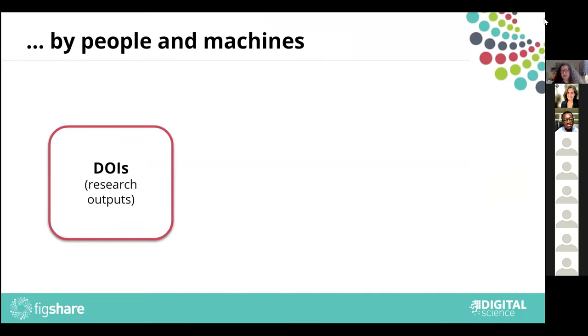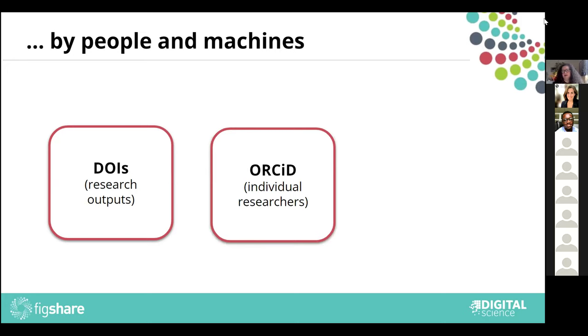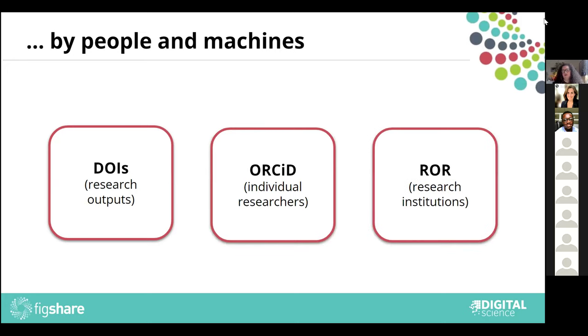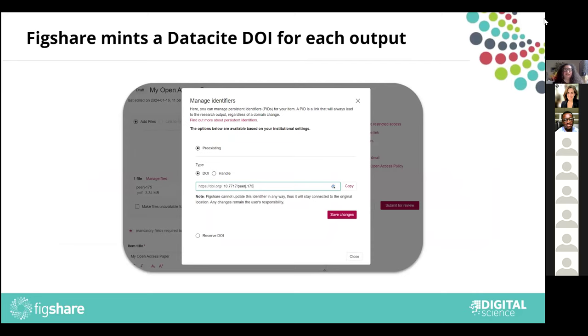So three things I'm going to talk about: DOIs, which are obviously for research outputs, and I'm sure you're all very familiar with that. ORCID for individual researchers, and ROR for research institutions. So Figshare means it's DataCite DOI for its output. You can see in there a screenshot of how it looks.